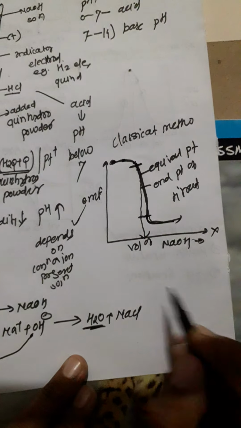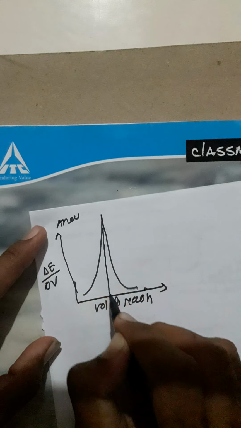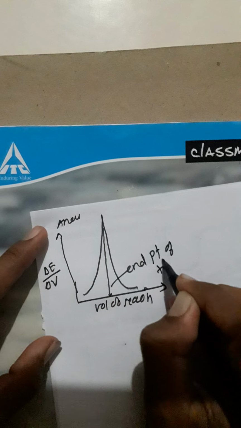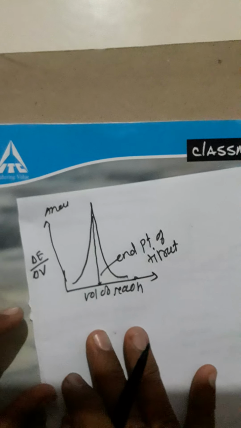Then the analytical method to determine the end point of titration. In the analytical method, see the volume of NaOH against delta E upon delta V. This is the analytical method to determine the end point of titration.